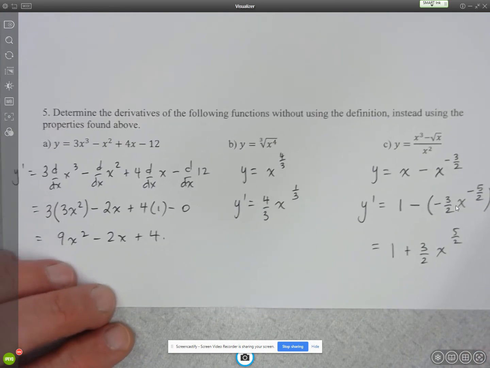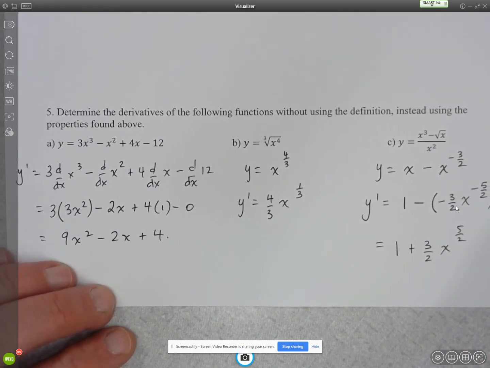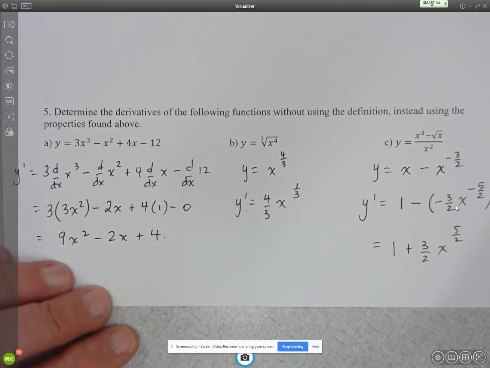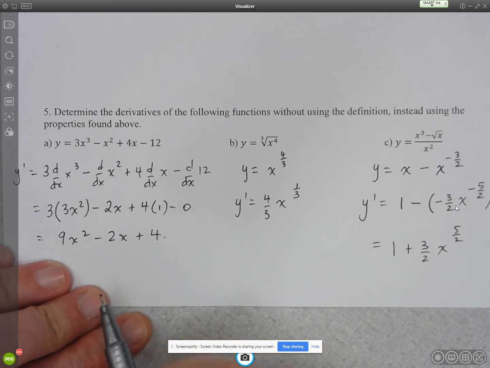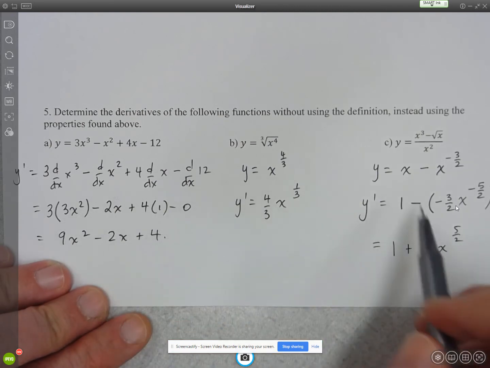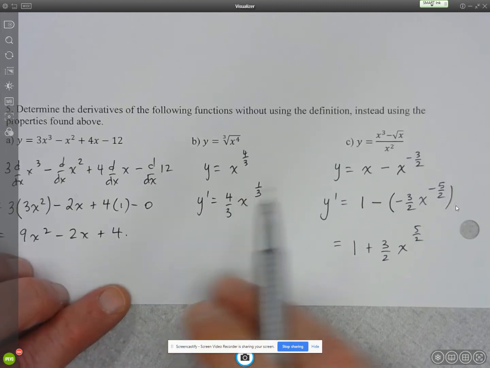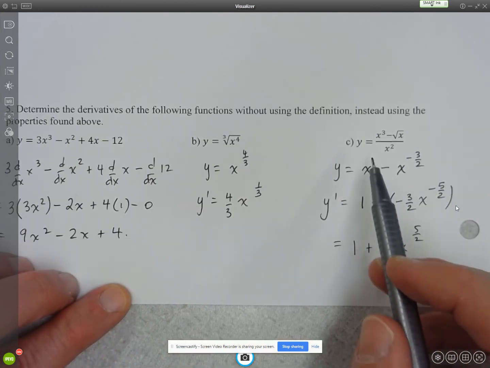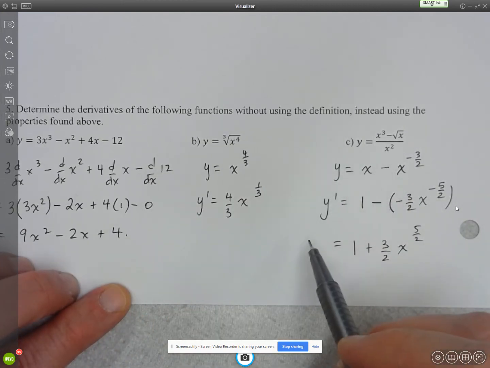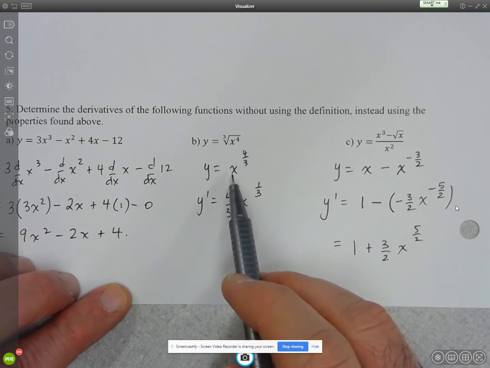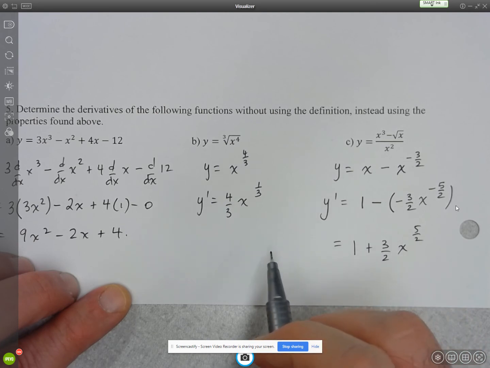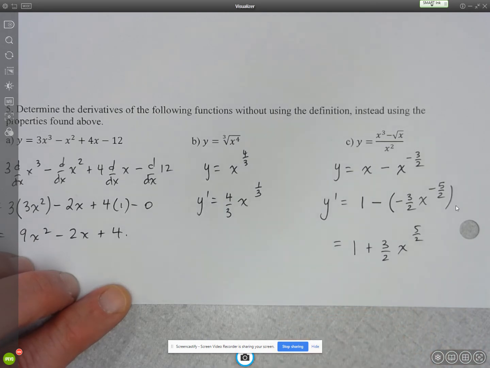Okay, so at this point here, the only derivative rules that you have are the sum difference rule, the power rule, and the coefficient rule. So you're going to have to work within that framework. So this is why in part C, it was necessary to first do some simplification, even in part B, to rewrite this root as an exponent so that you could use one of those initial rules that we have. All right, that's it for this one.